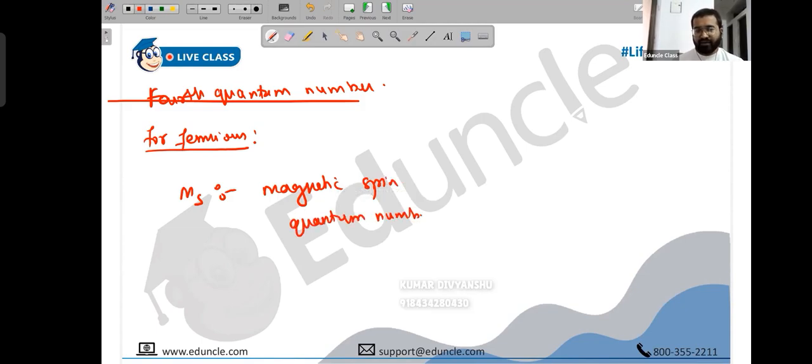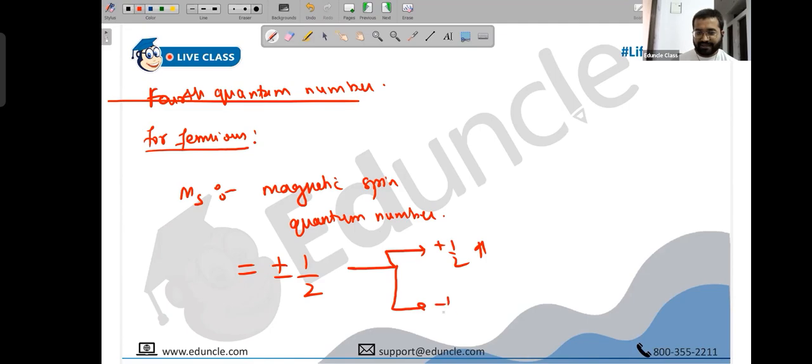And it can take only 2 values all the time. It is not dependent on n, it is not dependent on l, it is not dependent on m. It has 2 values, people, plus or minus half. Basically, it's a spin, upspin, downspin. Plus half is upspin, minus half is downspin, people.